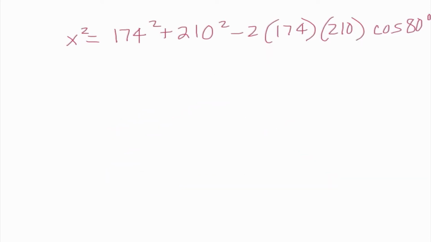So when I set up my equation, I have x squared equals 174 squared plus 210 squared minus 2 times 174 times 210 times the cosine of 80 degrees. And this is nice because my x is pretty much isolated. So I'm going to go ahead and put everything on the right side of the equation into my calculator at once. And I definitely need to remember when I'm putting this in my calculator that I am in degree mode versus radian mode. Okay, that should be something that we check every single time just to make sure that we are going to get accurate answers.